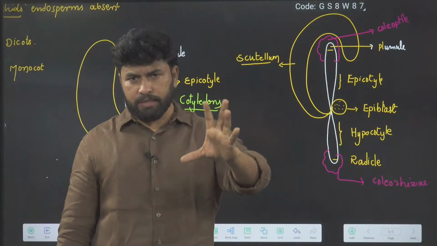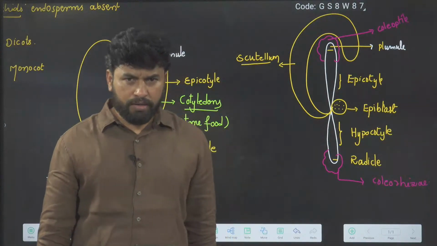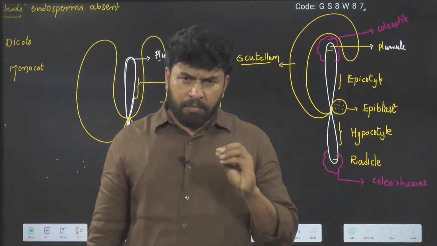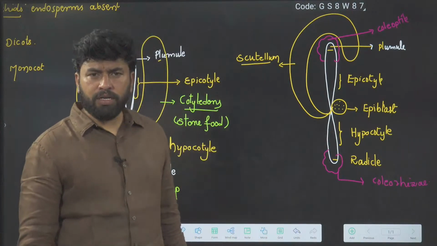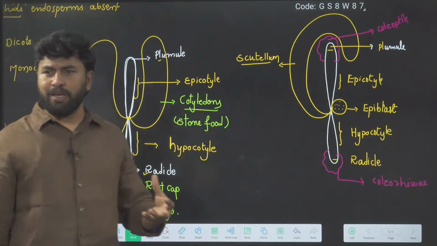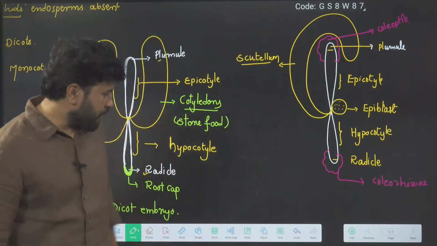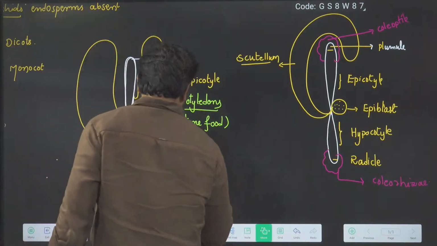Remaining all parts: of course, scutellum is the matured cotyledon of monocots, epiblast is the immature cotyledon of monocots, and the two cotyledons in dicots do not have a special name, we just call them cotyledons. Got it? Then observe a dicotyledon.